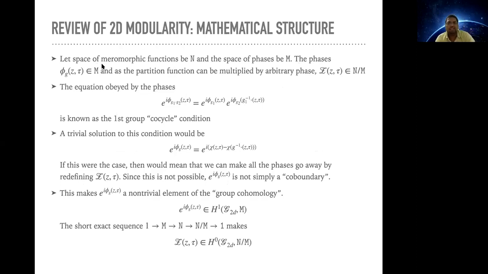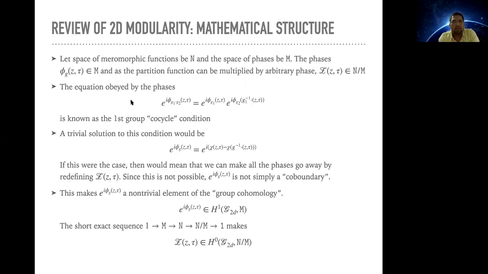So the partition function, as I said, is a meromorphic function of these parameters, Z and tau. Let the space of such functions be N, and the other space that is relevant is the space of phases, or more precisely the space of nowhere vanishing holomorphic functions, and let those phases be M. So N is some meromorphic functions and M is some phases. As I said, this phase belongs to M, and the partition function belongs to N, but you can multiply it by an arbitrary phase, so it actually belongs to N mod M.